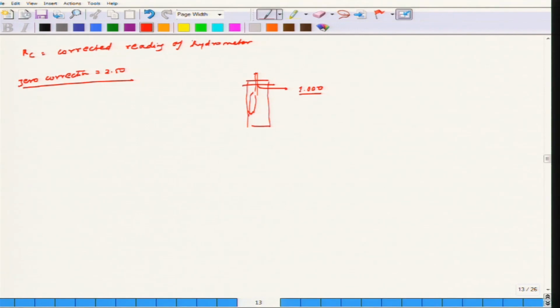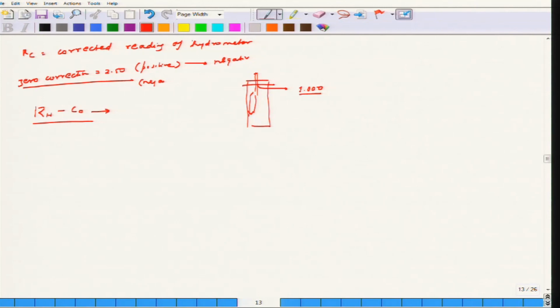If the zero correction is positive in nature, as it is here, then the correction should be negative. That means, if the original hydrometer reading is, let us say, RH, this should be subtracted from the original hydrometer reading. Again, if the zero correction is positive, then the correction should be negative. That means it should be subtracted from the original hydrometer reading, because the reading is above the mark that it is not able to correct. So that is why you have to subtract it from the original reading.